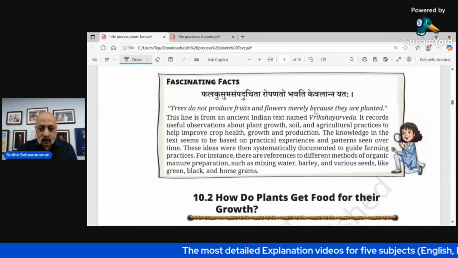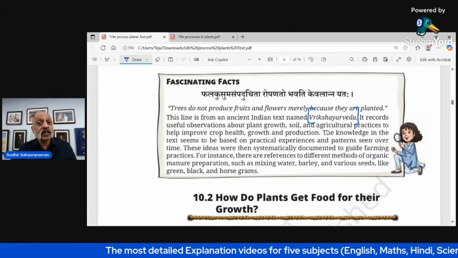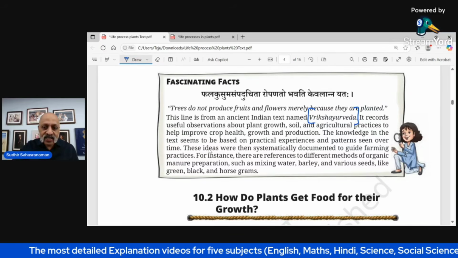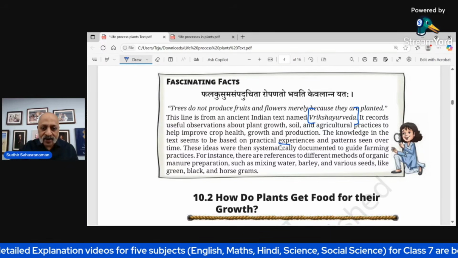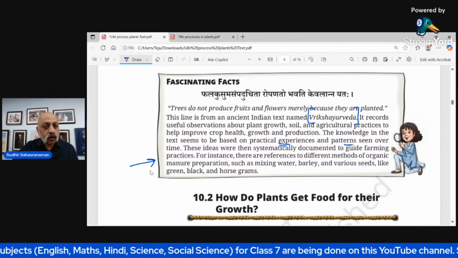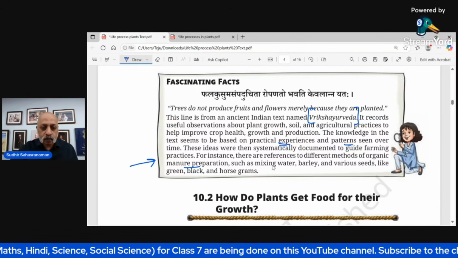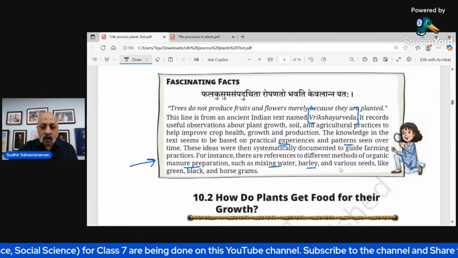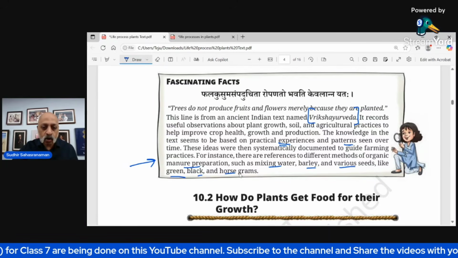There is a fascinating fact which has been taken from an ancient Indian text called Vriksha Ayurveda. That is Ayurveda that depends on the plant kingdom. It says that it's based on practical experiences and patterns seen over time. And these have been documented, talking about manure preparation, mixing water, barley, various seeds like green, black, horse grams, etc.